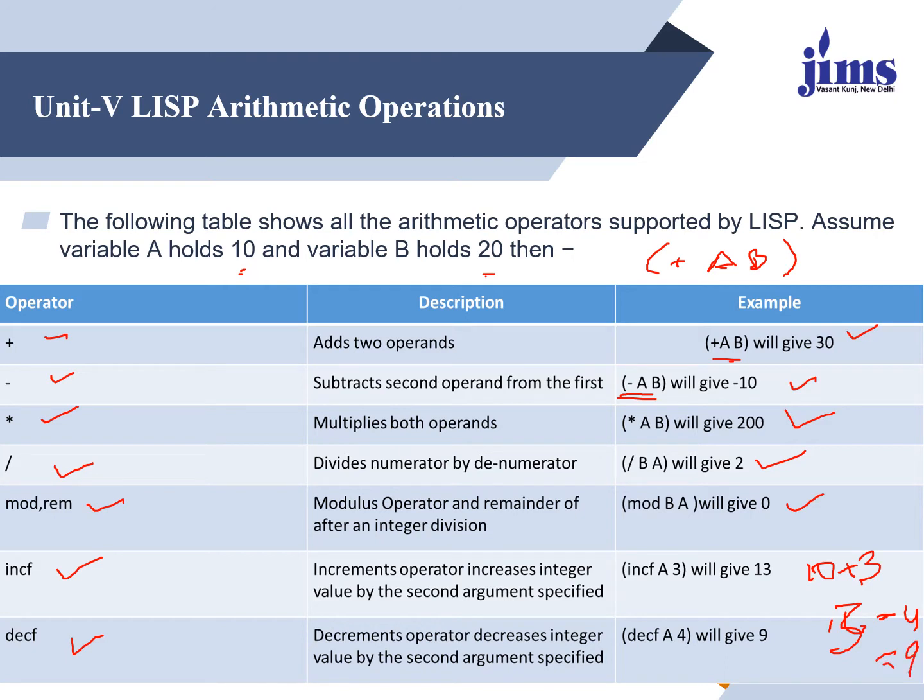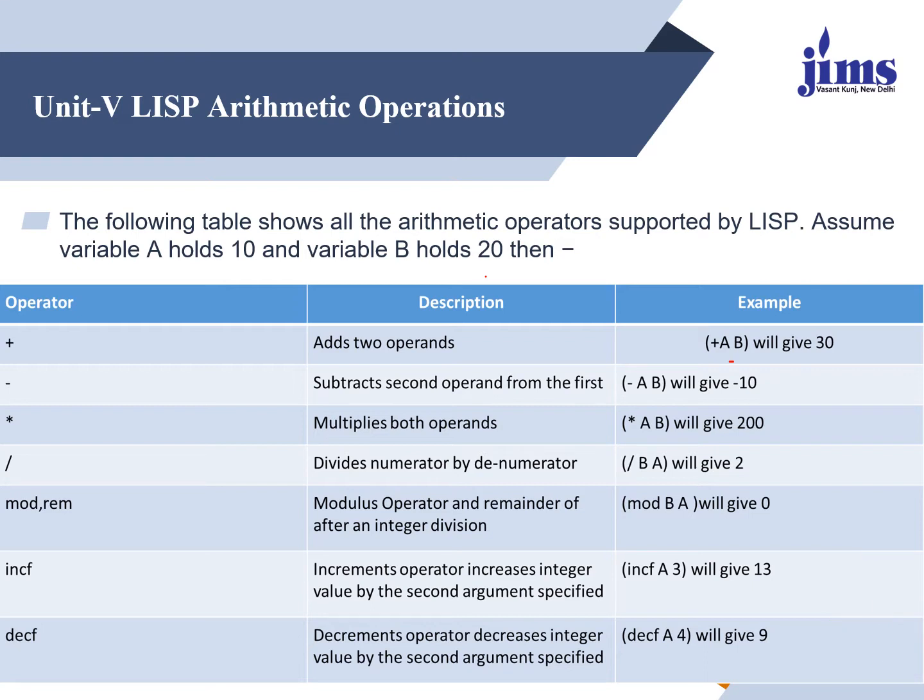So this is how arithmetic operations can be done, and most importantly you have to see how they are written, because they are always written in prefix notation form. You should be very well aware of this and just remember it. To find the increment, we write within parentheses INCF A 3, and decrement DECF A 4. To find the remainder, mod B A. To find the quotient, the division symbol B A. Everything lies within parentheses.